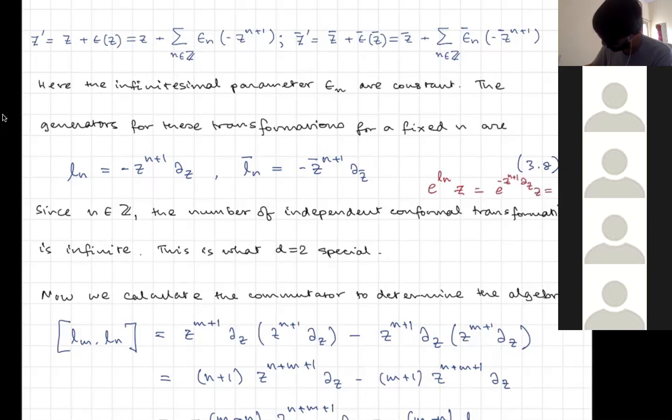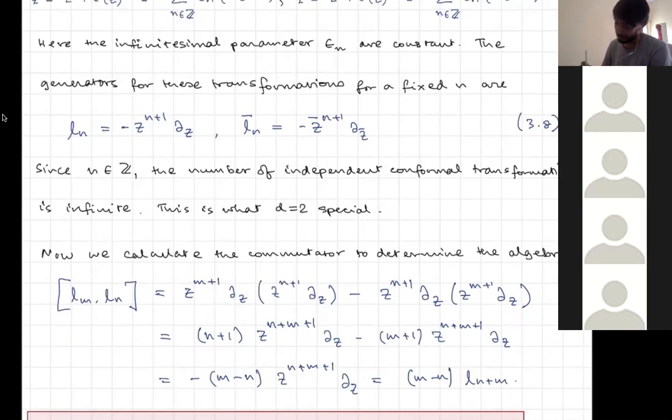So this just gives you, at the end of the day, if you expand it out, you'll need to have some small parameter epsilon, say alpha here, and this just gives you some alpha times z to the n plus 1. Okay, so that's what you will get. And so that essentially means that these L_n are the ones that generate for you these infinitesimal transformations.